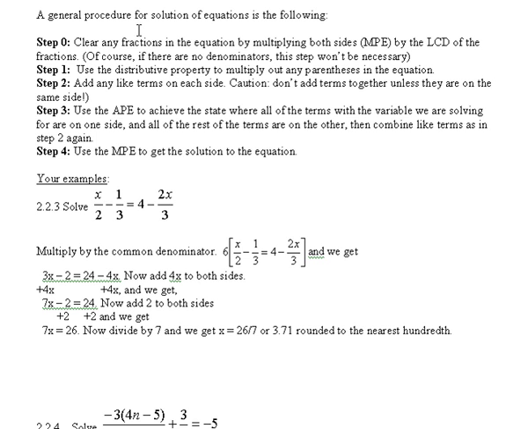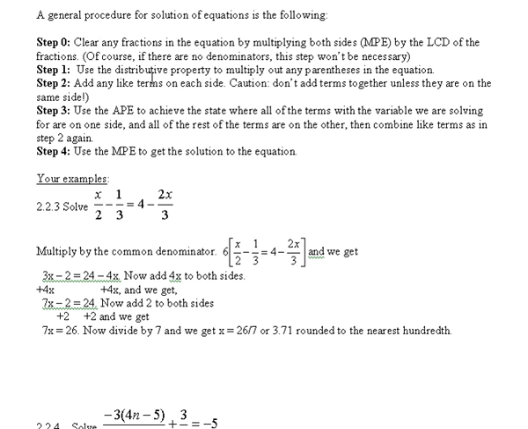Here's a general procedure for solving linear equations. First step, call it step 0 here: clear any fractions by multiplying both sides by the lowest common denominator. This is step 0 because a lot of times you don't have to do this unless you have fractions in the equation. Even if you have a little equation, a fraction equals a fraction, you can always cross multiply.